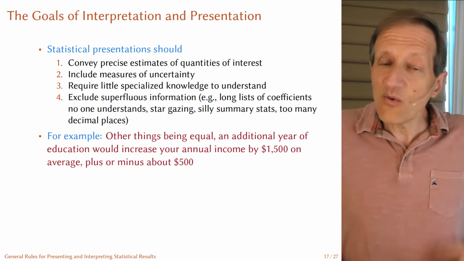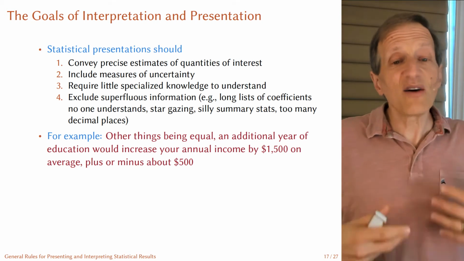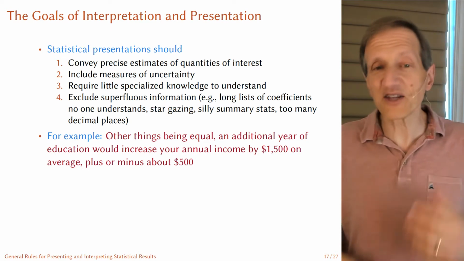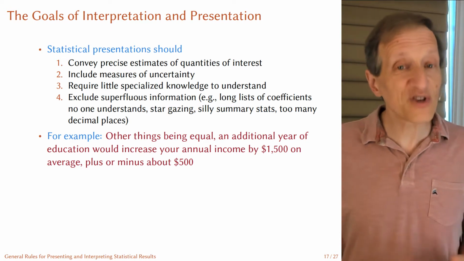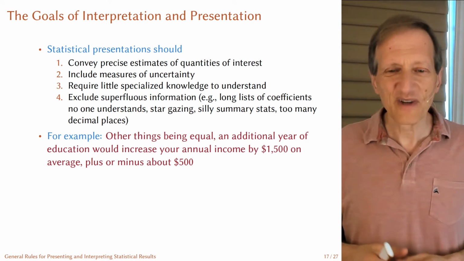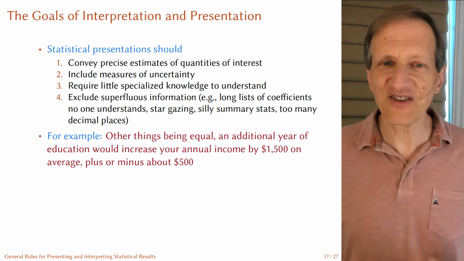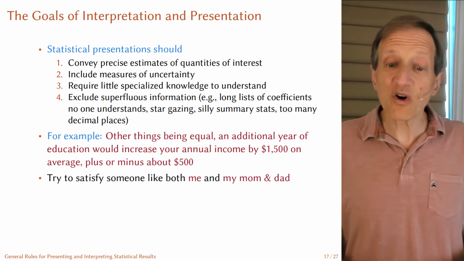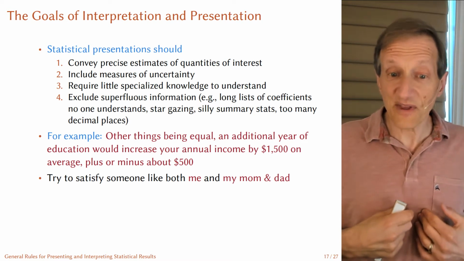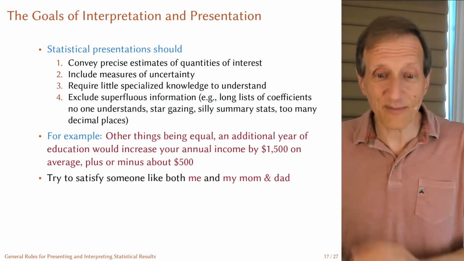So for example, we should be able to utter sentences like the following. Other things being equal, an additional year of education would increase your annual income by about $1,500 on average, plus or minus about $500. Okay, we could be more precise than that, but I think that gives you a pretty clear and intuitive and substantively meaningful way of expressing a set of statistical results. Okay, so you want to try to satisfy somebody who understands the methods or thinks he does, like me, and somebody who tries not to pay any attention to the methods but is pretty smart, like my folks or your folks.